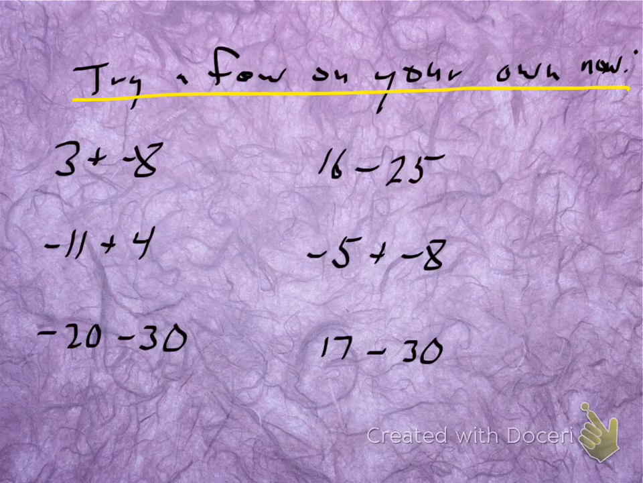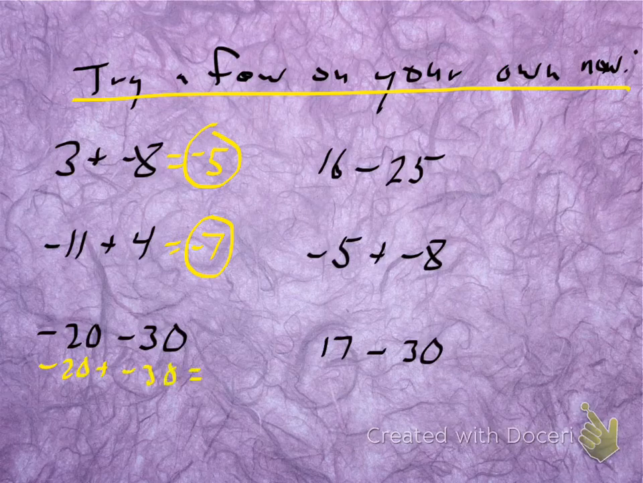Okay, the first one, they're different signs. They're already being added. They're different signs, so the difference is 5, and the negative wins the tug of war, so it's negative 5. Let's go down this time. The second problem, again, they are different signs, so we're going to find the difference of 11 and 4, which is 7. And again, the negative is the bigger value. 11 is a bigger value than 4, so it wins the tug of war, so we end up with negative 7.